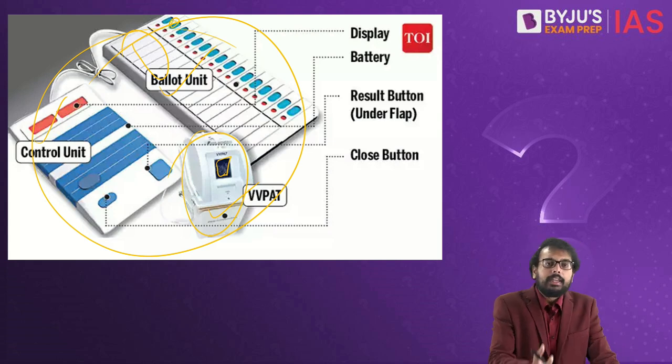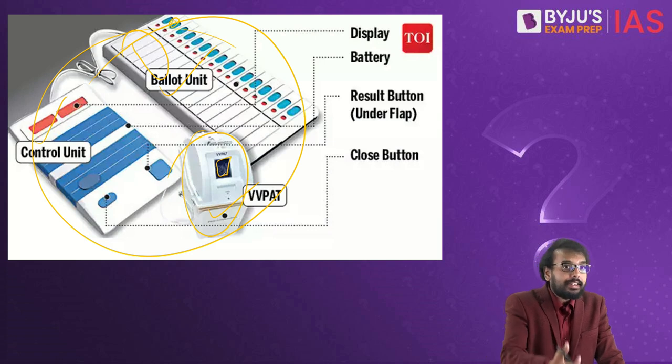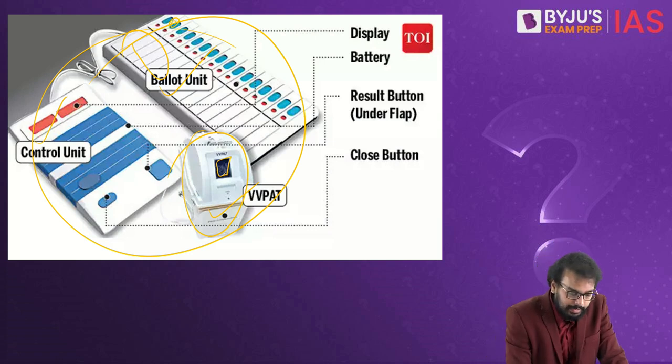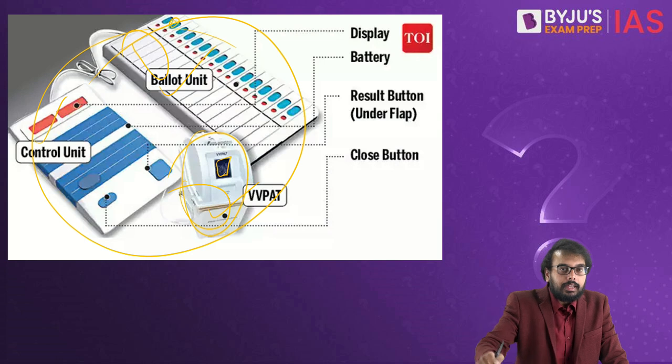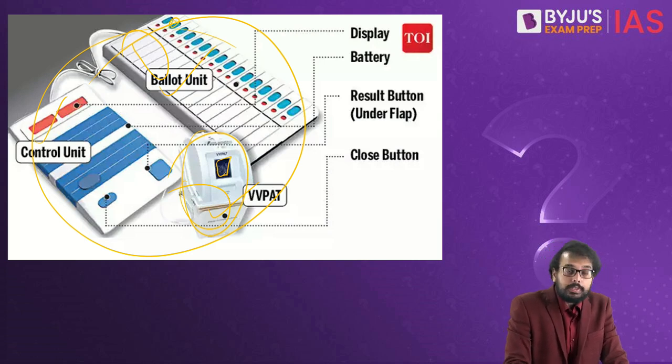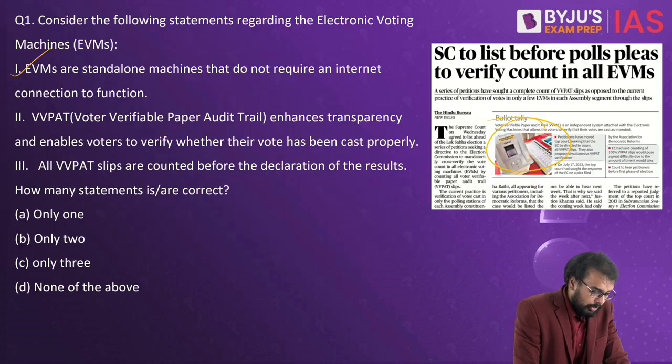It will be printed, and after I think 7 seconds, the slip will fall down into this box itself. You cannot touch the slip, but you will get to know that whatever button you have pressed, that slip would get printed. So it will enhance the transparency of the election process, and it will increase the trust of the public in the election process. So statement 2 is right.